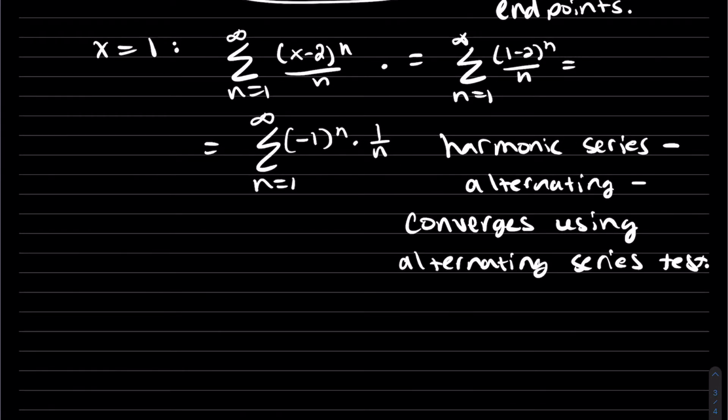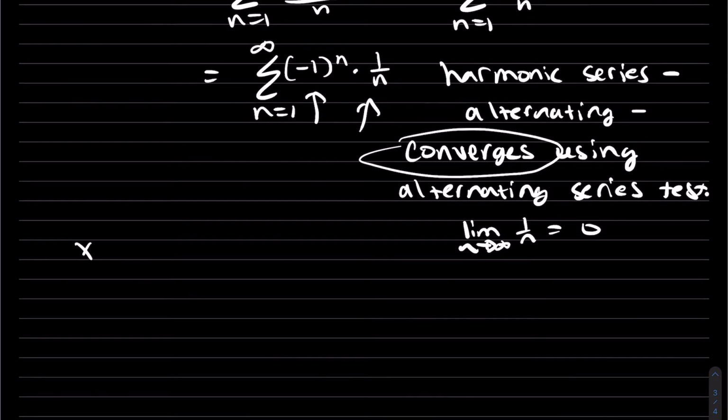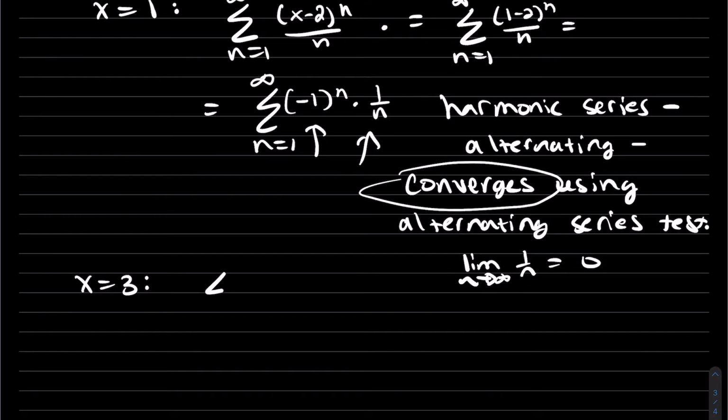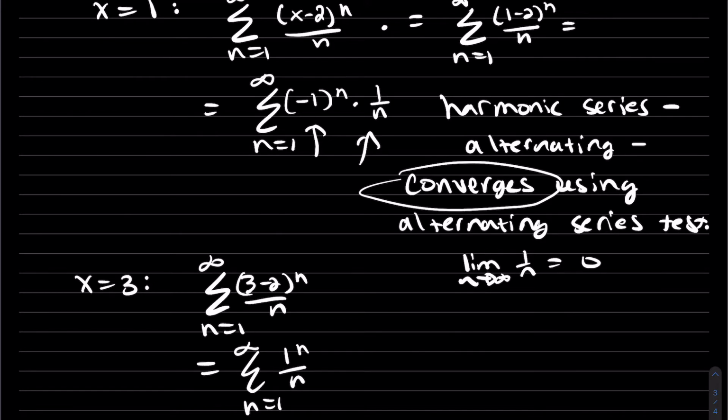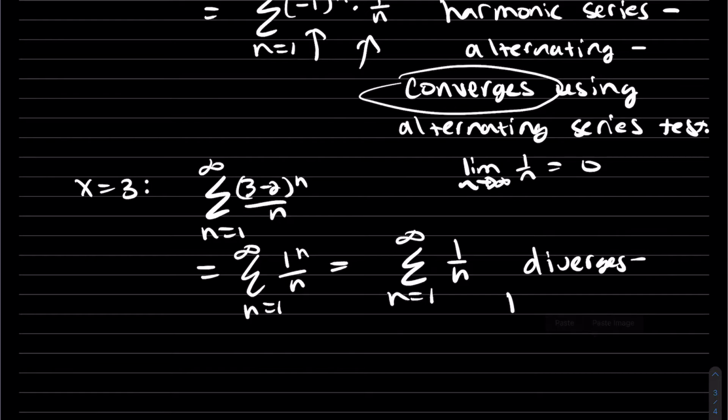And if you remember, it's because it's decreasing, alternating, and the limit of 1 over n does equal 0. So those are the 3 things that we have for the alternating series. So it converges. Now let's test x equals 3. So it's going to be 3 minus 2. So we don't need 1 to the n. That is just 1 over n, which diverges. It's the harmonic series.